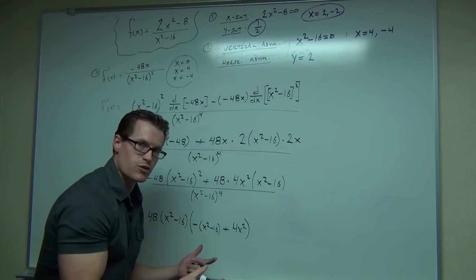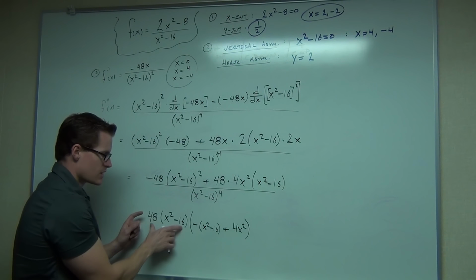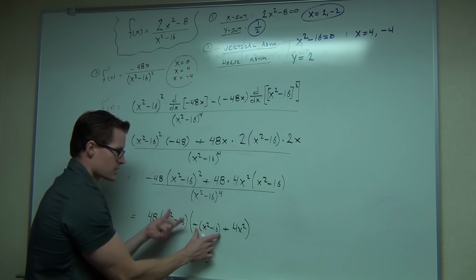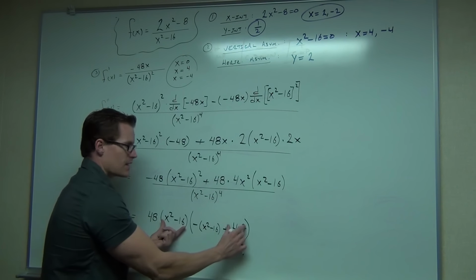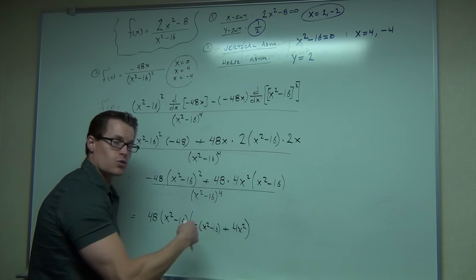Check it with distribution if you really want to, but if you distribute this in, that's negative 48 times x squared minus 16 squared, plus 48 times 4x squared times x squared minus 16. So that's the correct factorization.